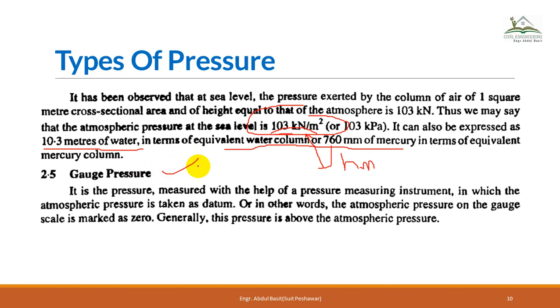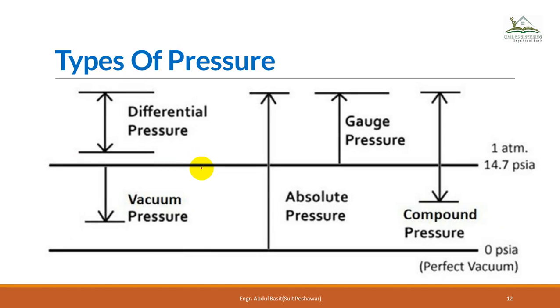Now let's talk about gauge pressure and absolute pressure. Let me straight away move to this diagram. Already I have told you that atmospheric pressure has some unit or some amount. In kilopascal or kilonewton per meter square, it is 103. In psi, pounds per square inch, it is 14.7, or 1 atm in units of atmospheres.